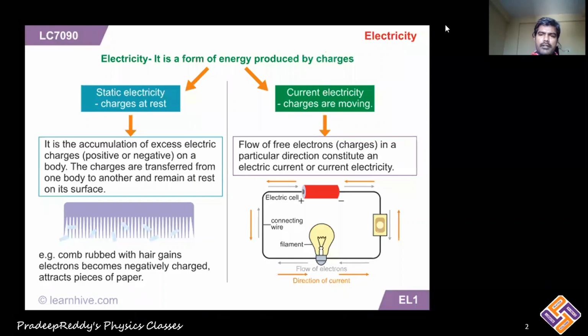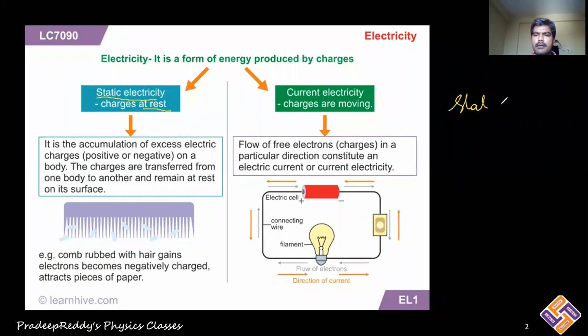You can study about electrical charges in two different chapters. One is based on the charges which are at rest, and it is known as static electricity. Static electricity deals with electric charges which are at rest. Static means rest, whereas in case of current electricity, the name itself says, current means motion. Static means rest, current means motion.